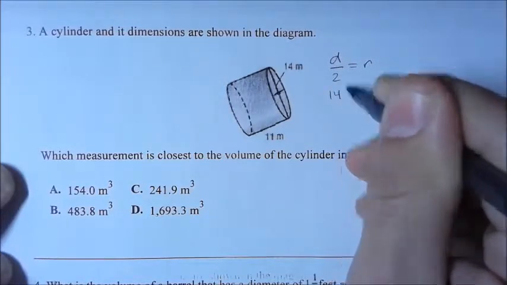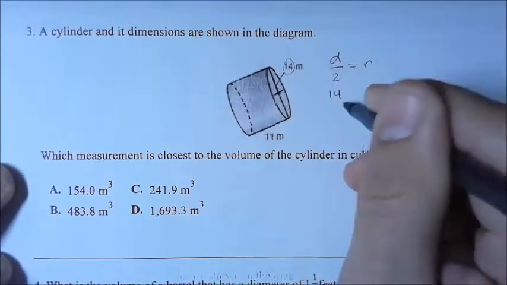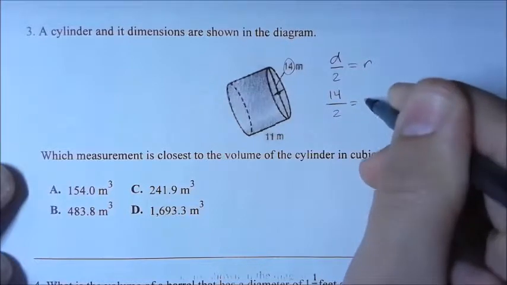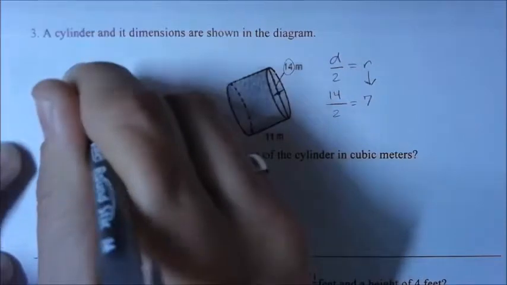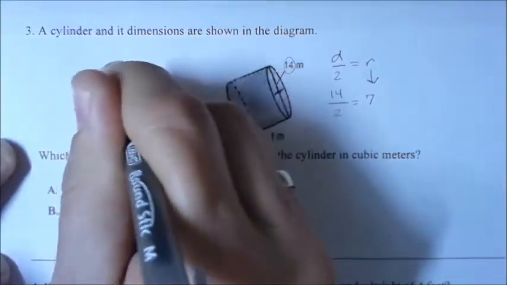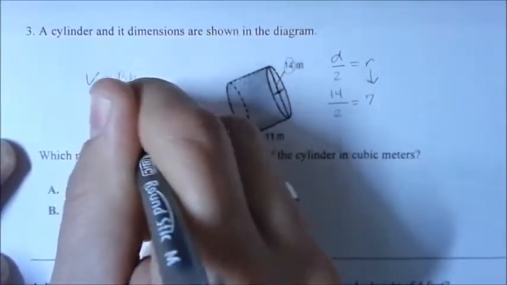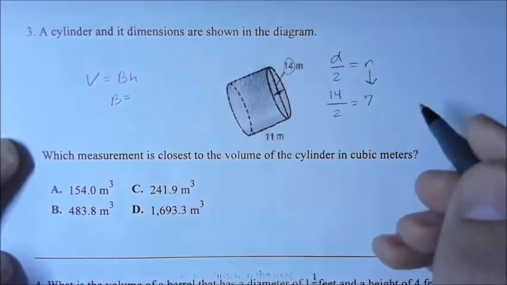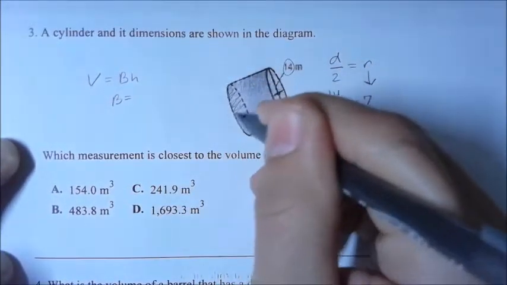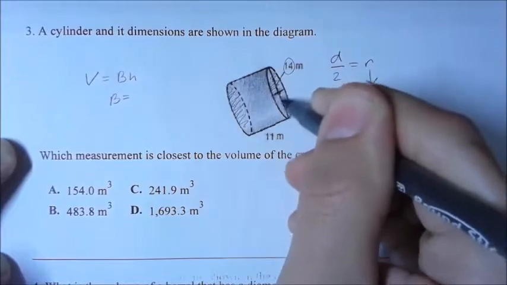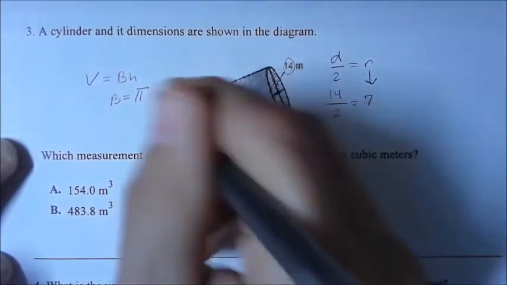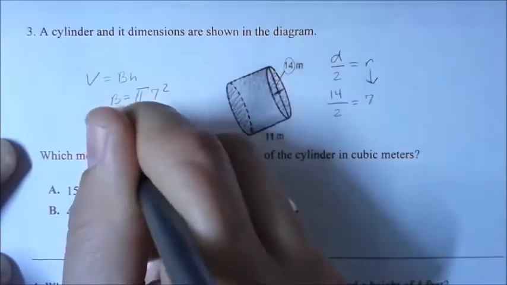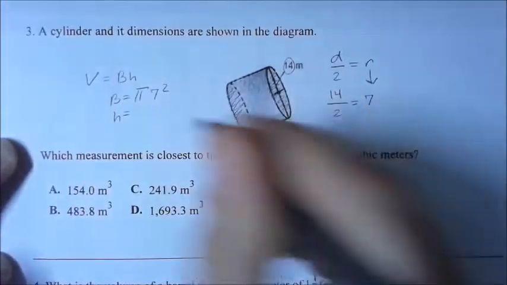So I'm going to plug in that number for d. That's my diameter. I'm going to divide it by 2. That gives me 7, so 7 is my radius. Now I can use my formula, V equals big B times h. Big B is equal to pi r squared, because notice our base is a circle, and the area of a circle is pi r squared. So we do pi times r, which is 7, squared, and our h is 11.